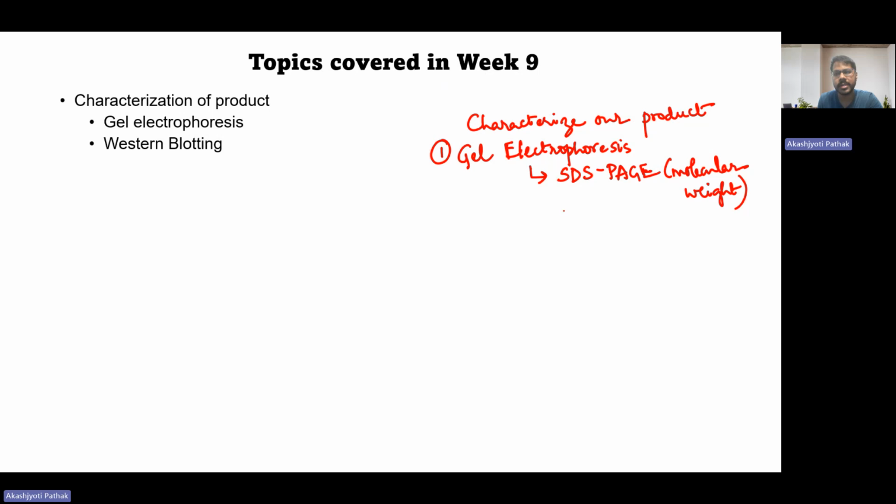SDS-PAGE will also tell us about the purity of the protein which we have purified, whether it has a single band. If it has a single band, then it is a pure protein, while if it has multiple bands, then it would suggest that the protein has not been purified properly. And the next technique we learn is Western blotting.